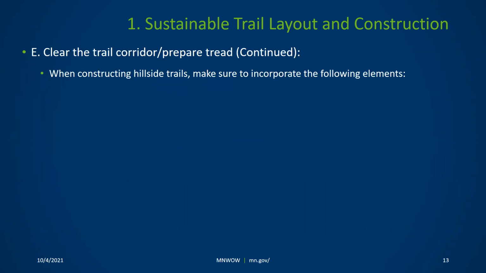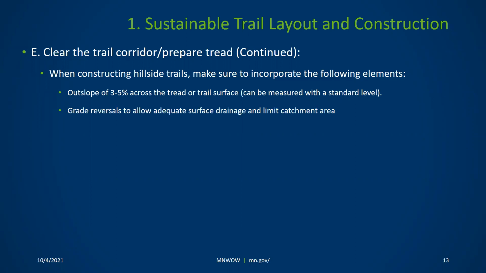A few more notes on clearing the trail and preparing the tread. When constructing on hillsides, make sure to incorporate these elements. Outslope is critically important. If you can get adequate outslope, you'll push water across your trail as sheet flow. It won't collect on the treadway, create ponding and compaction. So really trying to get a good outslope on your trail will save you a lot in the long run.